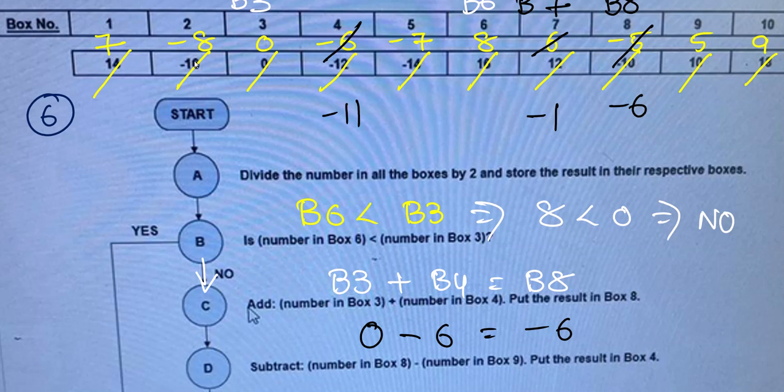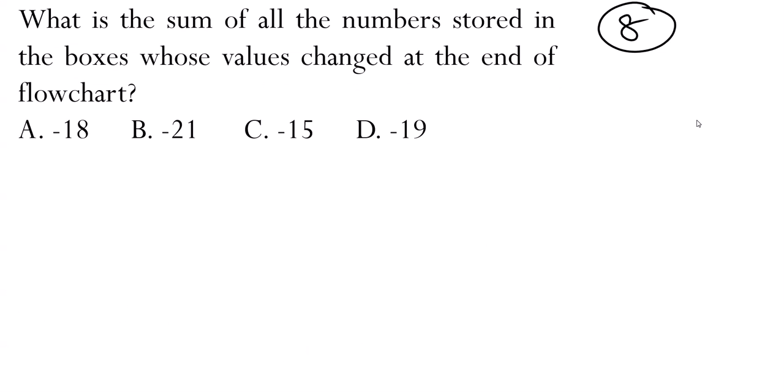7 minus 7 will get cancelled. 8 minus 8 will get cancelled. Right, so minus 11, minus 1, minus 12, minus 6 is minus 18, plus 9. We have to get minus 9 likewise. All negative values, no. Sum of all the numbers stored in the boxes whose values changed at the end of the flowchart.